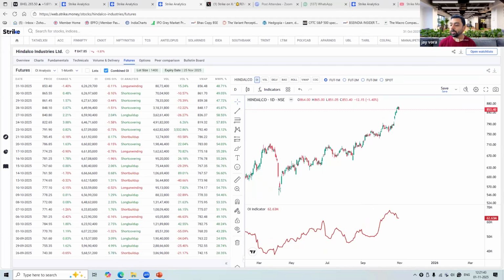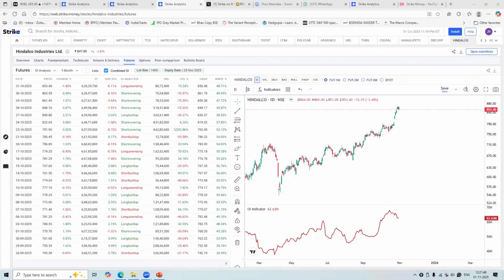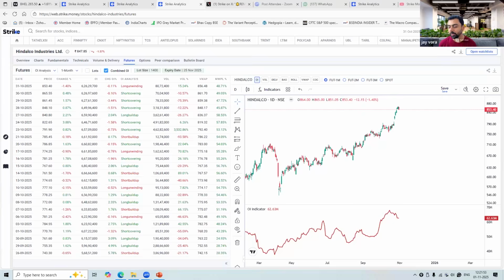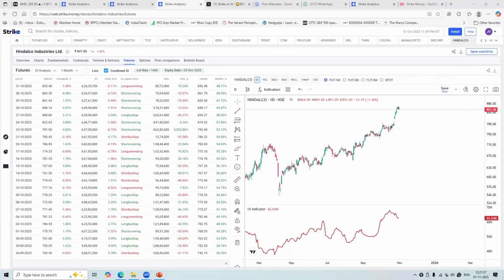But long unwinding, how will you say? It's only when the prices come down. My thing is, in that consolidation phase, let's assume short buildup also happened. Now when the price is going up, people are building long, but that buildup is so strong that there might be a possibility that the people who have shorted earlier, their unwinding or short covering doesn't make any visible difference.